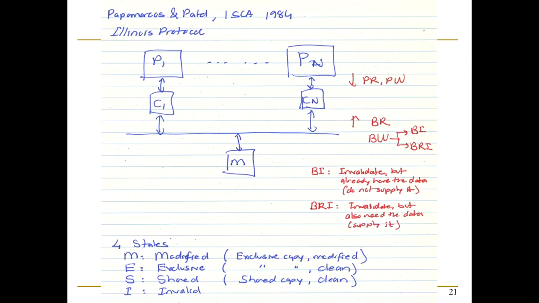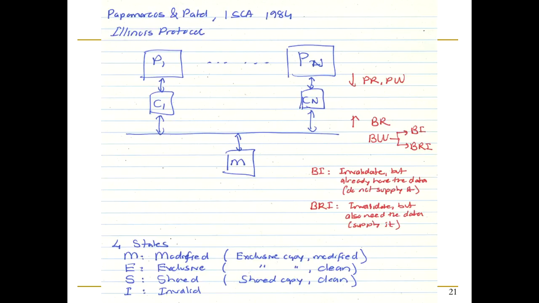Okay. Well, I'll show the state diagram in my own pictures. Basically, these are the requests that we've talked about: processor read, processor write, and these are the bus read and bus write. And bus write can be bus invalidate. So this is another way of thinking about the protocol. You can invalidate, but you already have the data, so don't supply it. And there's also bus read invalidate, which means you can invalidate, but you also need the data, so you need to supply it somehow to the processor.